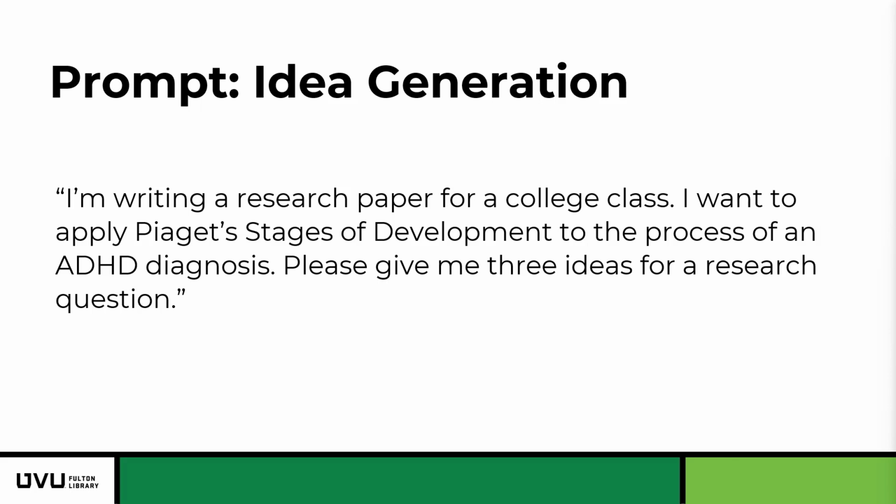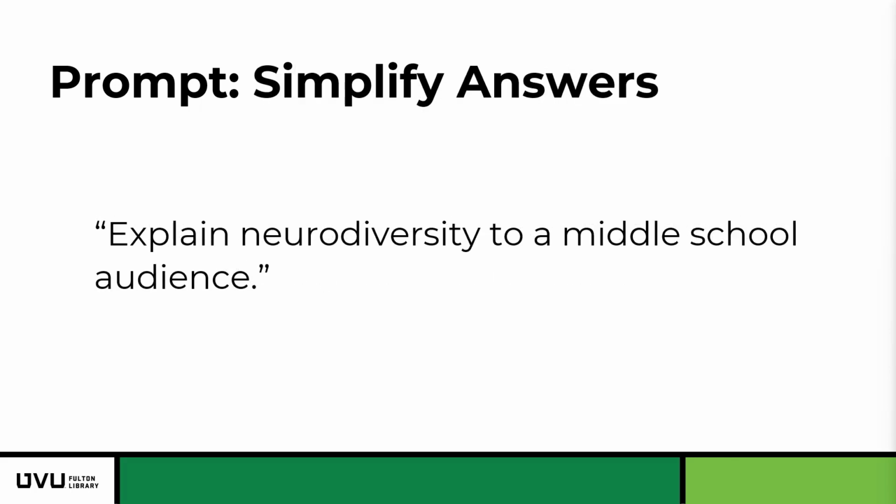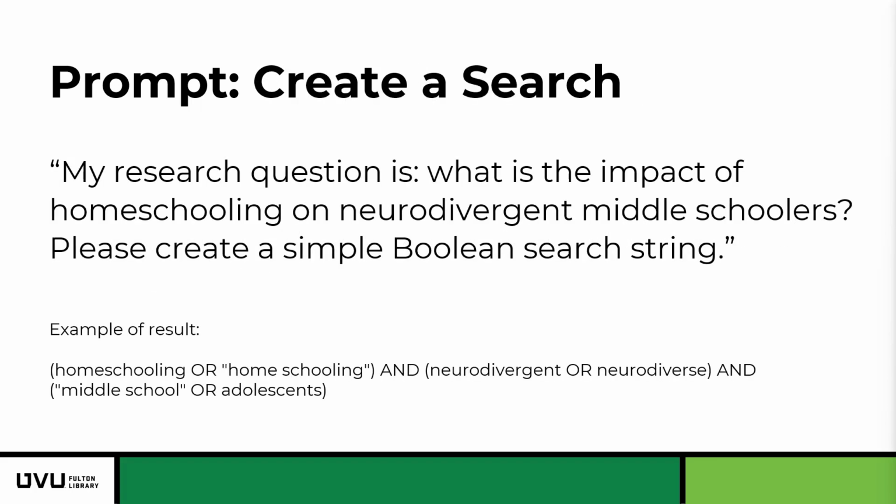Since these tools allow you to use natural language, you can ask questions and follow-up questions. For example, you can ask, "How can I incorporate executive function into my research question?" If responses are difficult to understand, you can prompt the tool to explain the topic to a middle school audience or other audiences. Once you have a research topic, you can use a text generating tool to create a search string. A search string is a combination of words called search terms, which you can enter into a library database in order to find peer-reviewed articles.